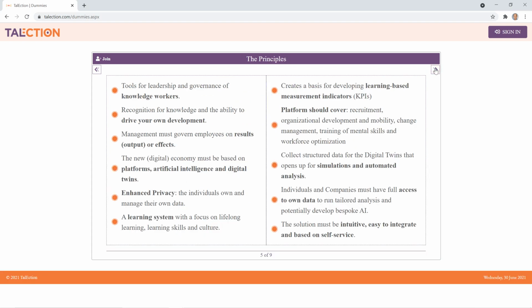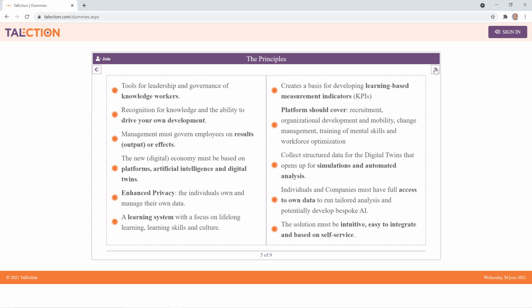If we go through some of the principles that are fundamental to TalEction. TalEction provides tools for leadership and governance of knowledge workers. Key here is knowledge workers. Recognition for knowledge and the ability to drive your own development. So this is all about self-service. Management must govern employees on results or effects, so it should be output based. The new digital economy must be based on platforms, artificial intelligence, and digital twins.